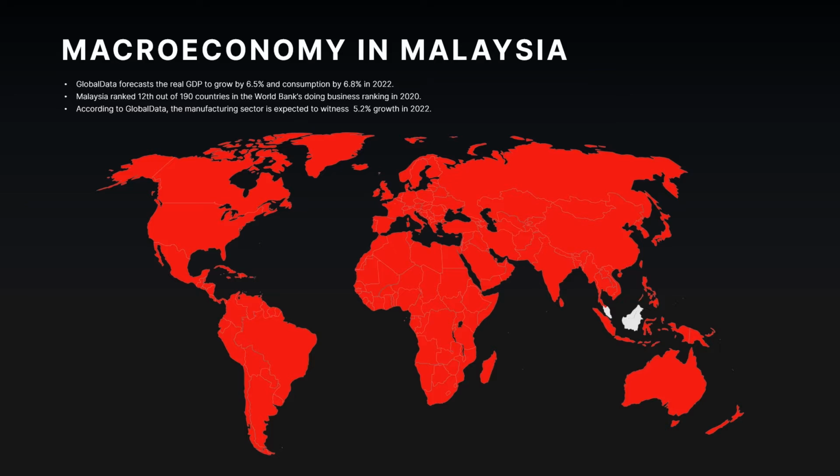Macroeconomy in Malaysia. Global data forecasts the real GDP to grow by 6.5% and consumption by 6.8% in 2022. Malaysia ranked 12 out of 190 countries in the World Bank's Doing Business ranking in 2020. According to global data, the manufacturing sector is expected to witness 5.2% growth in 2022.